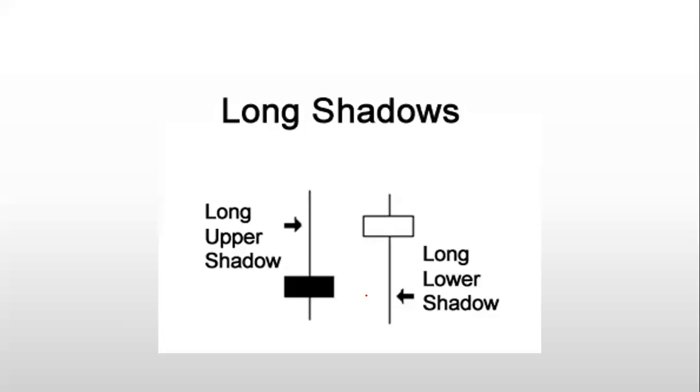Before we move on, we also have the shadows, as I said earlier on. We have the long upper shadow here, which represents that the buyers took over the market, but the sellers came in to take control. So you can notice that the buy candle started from the open position, which was over here, and it closed at a point over here.